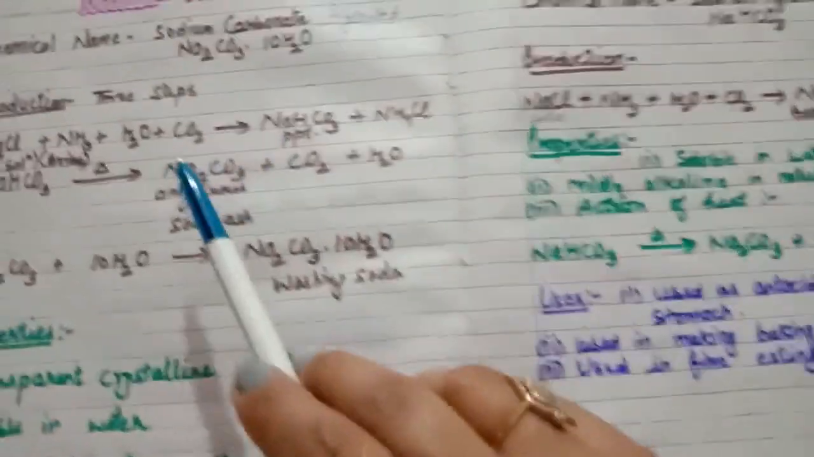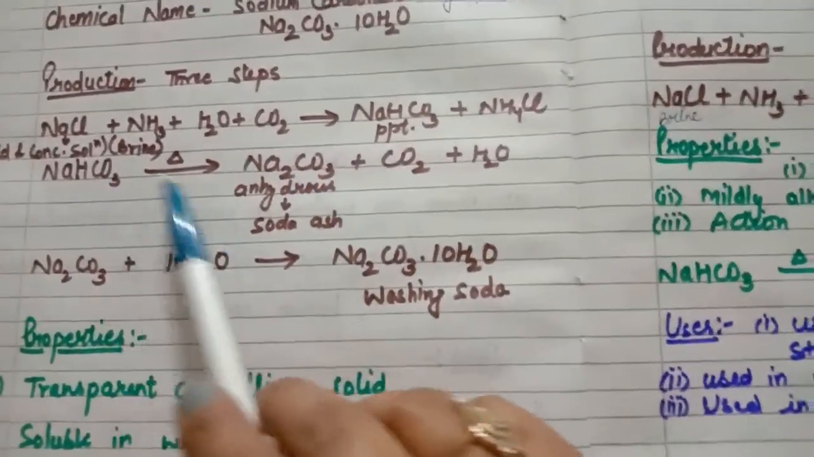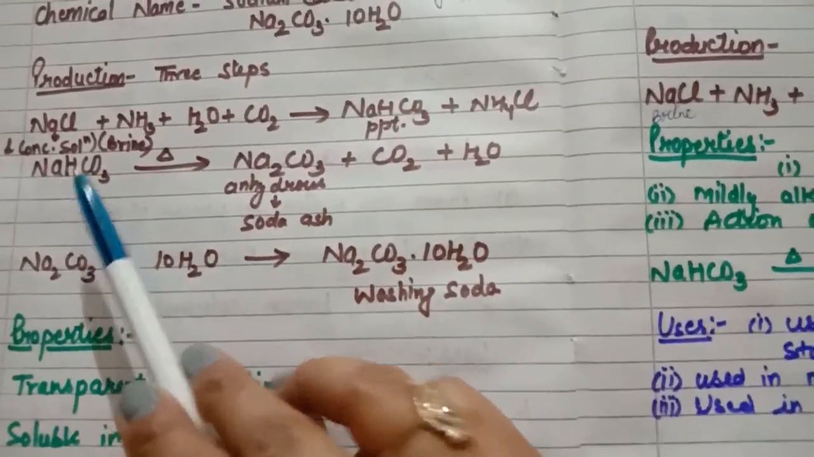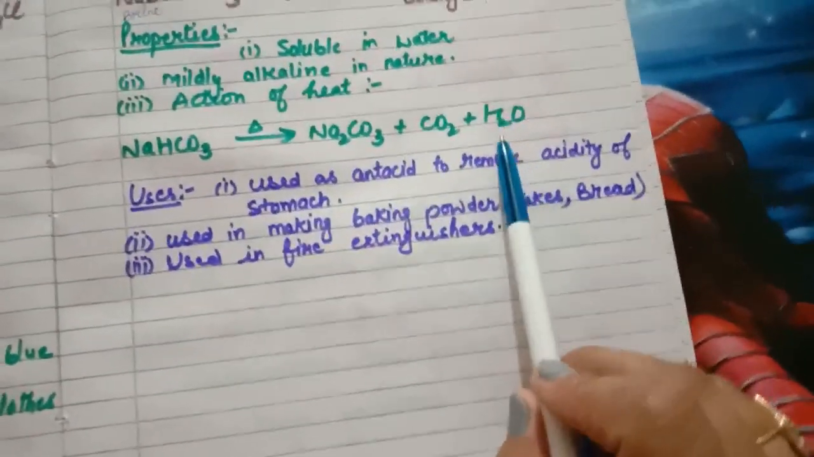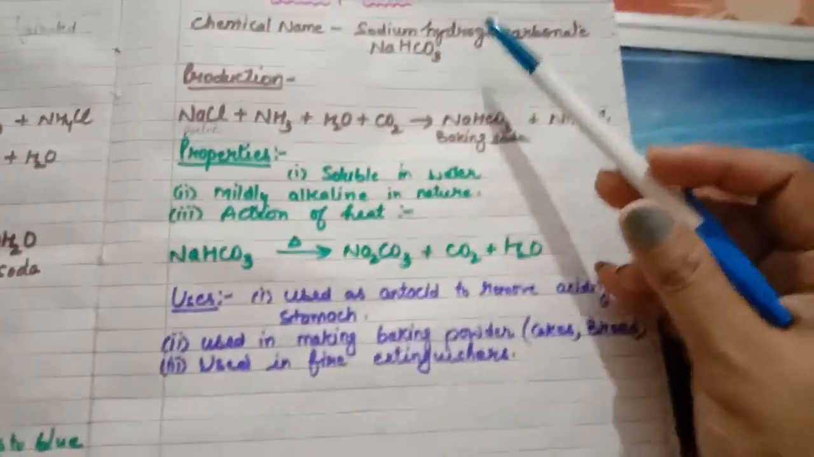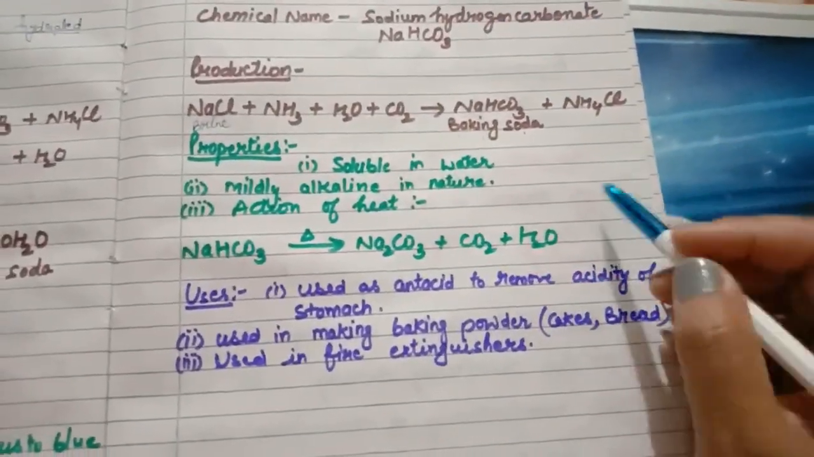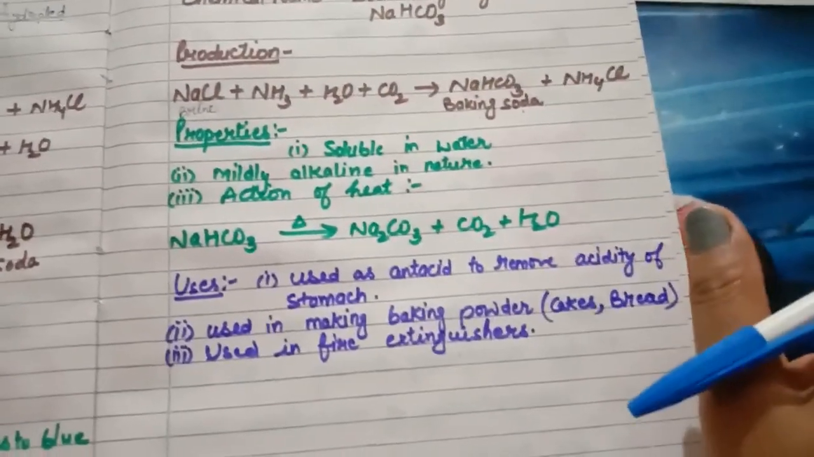Then third is its action of heat. We have done its second reaction. If we heat this baking soda, it produces soda ash. So this is the same reaction. That means it is a property of baking soda that we can prepare washing soda from baking soda.